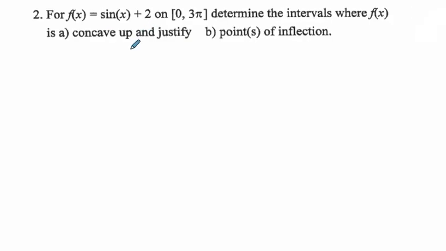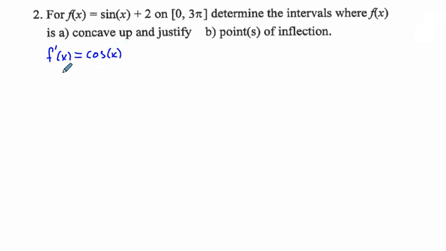Okay, number 2. Again, I invite you to pause the video and then look at it afterwards and see if you got it right. Okay, same thing as before. We need to find the second derivative. So the first derivative is going to be f prime of x. The derivative of sine x is going to be cosine x.